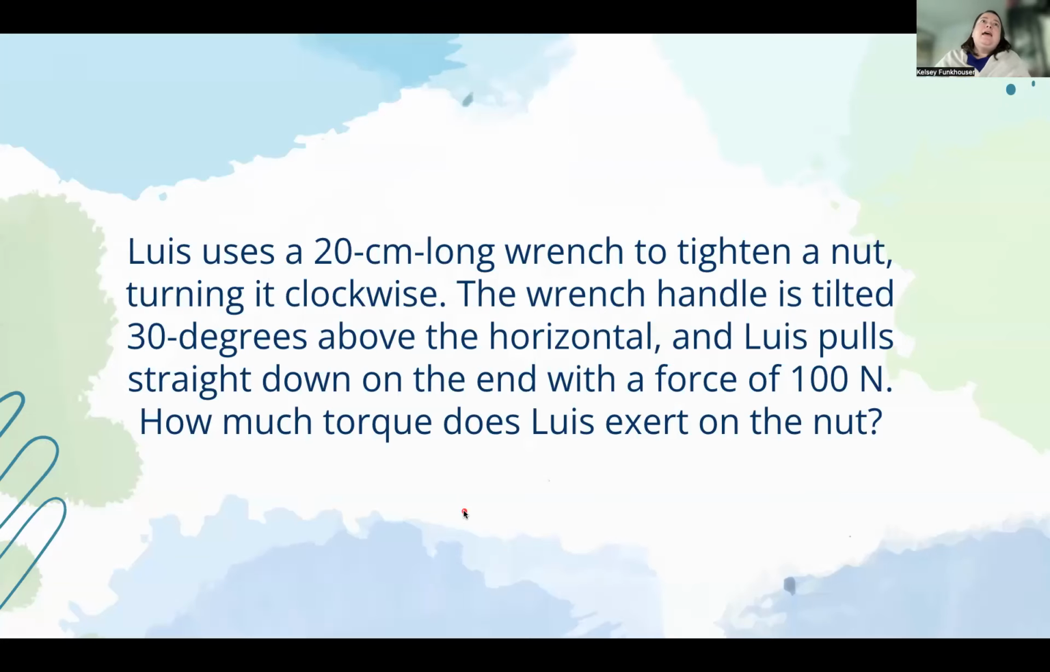So Lewis uses a 20 centimeter long wrench to tighten a nut, turning it clockwise. The wrench handle is tilted 30 degrees above the horizontal, and Lewis pulls straight down on the end with a force of 100 newtons. How much torque does he exert?